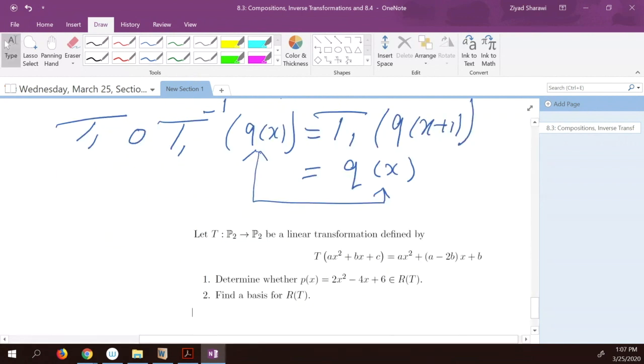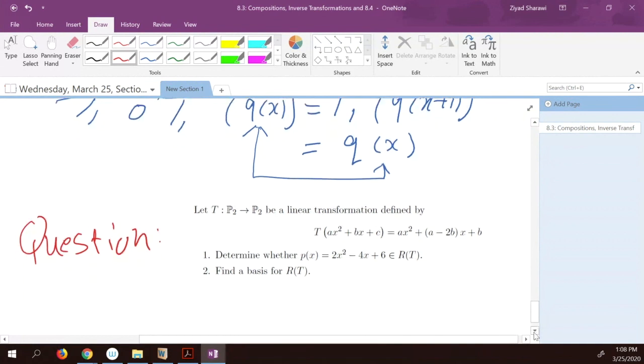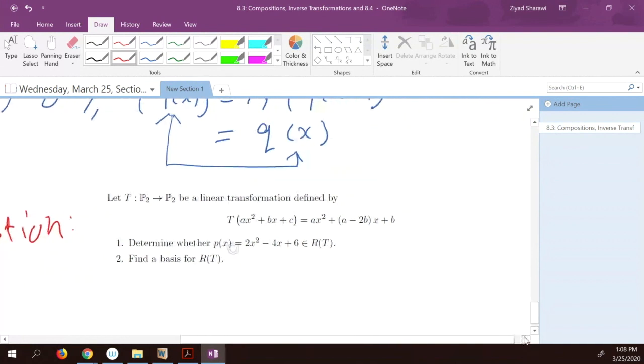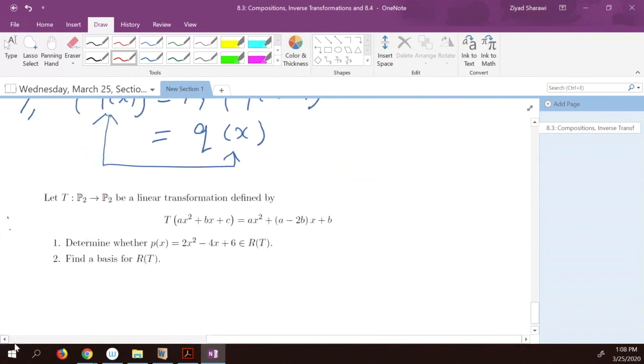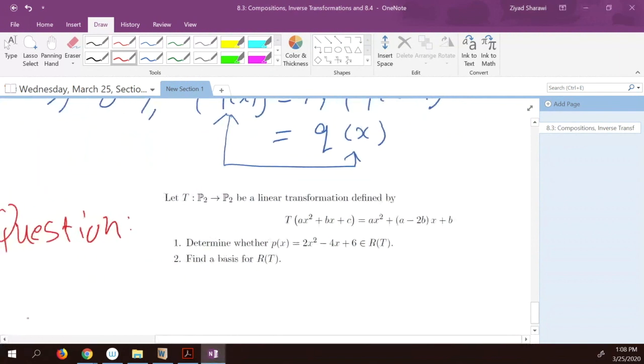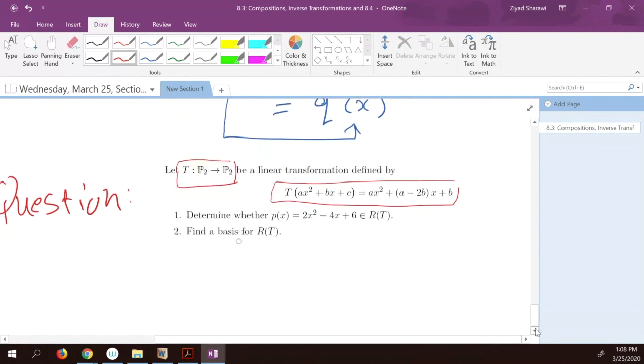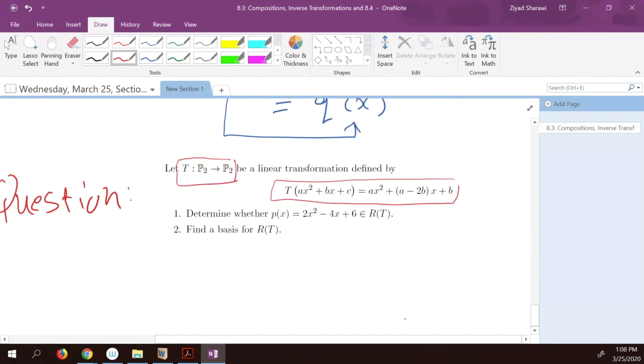All right, here you go. So this is question 2, question 3, whatever it is. You have this linear transformation from P2 to P2, and the question here says find whether Px is in the range or not. This is the range here.